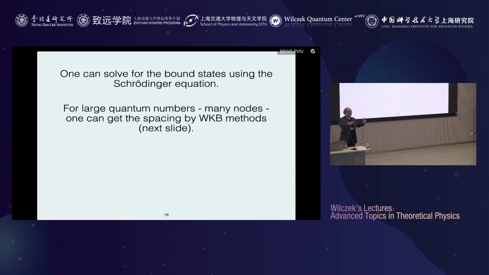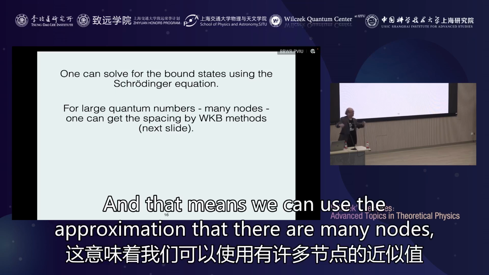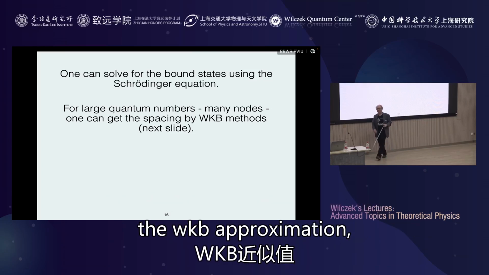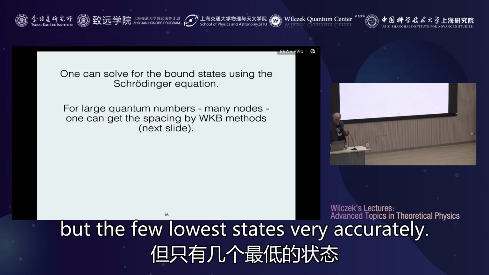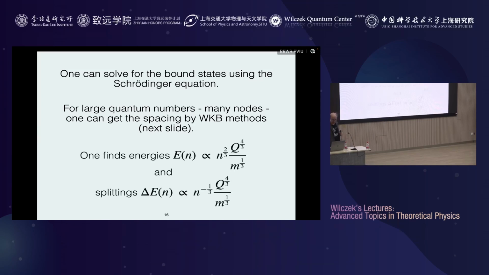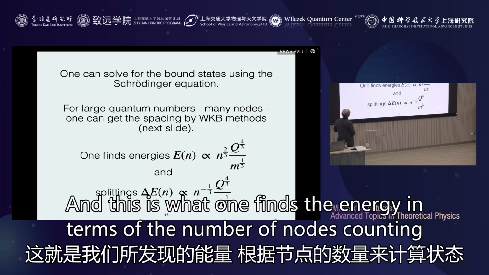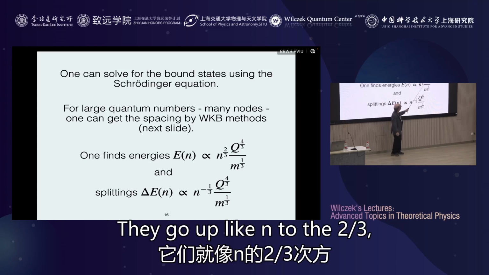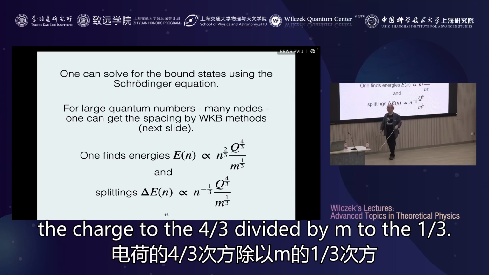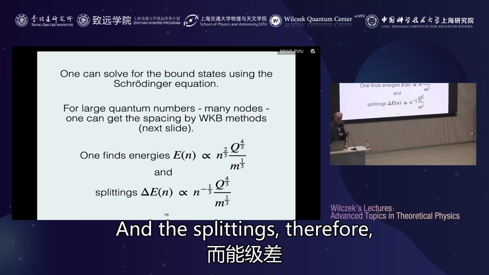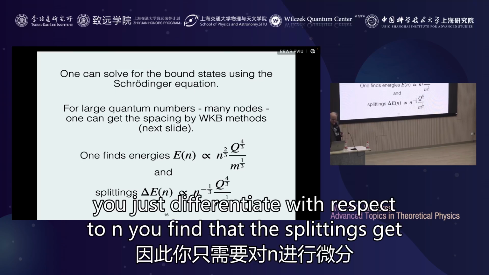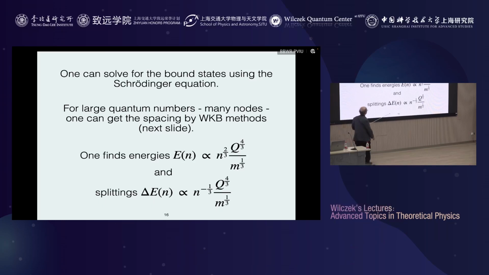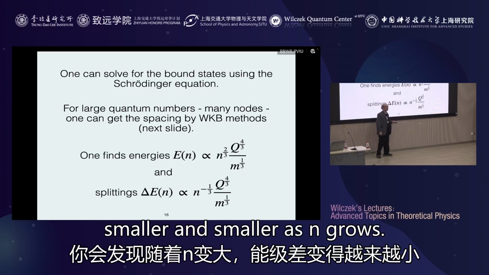Because the force is weak, they can be very spatially extended, so they have many nodes, and that means we can use the approximation that there are many nodes, the WKB approximation, in order to get all but the few lowest states very accurately. And this is what one finds. The energy, in terms of the number of nodes, so counting up the states as they go up in energy, they go up like n to the 2/3, the charge to the 4/3 divided by m to the 1/3. And the splittings, therefore, you just differentiate with respect to n, you find that the splittings get smaller and smaller as n grows, so the states are getting compressed.